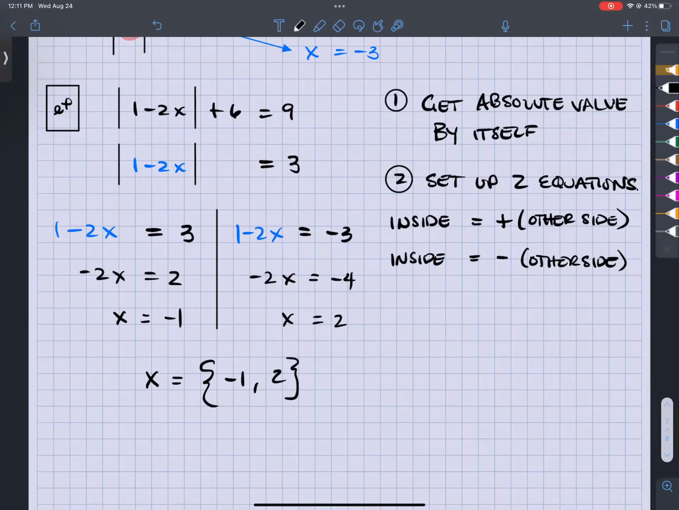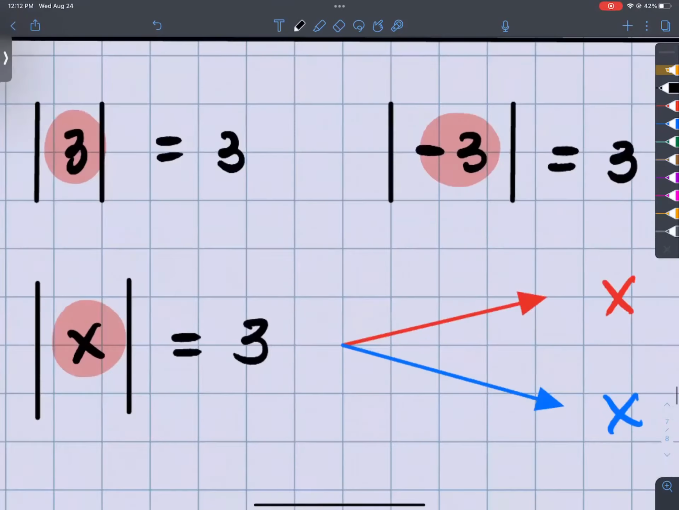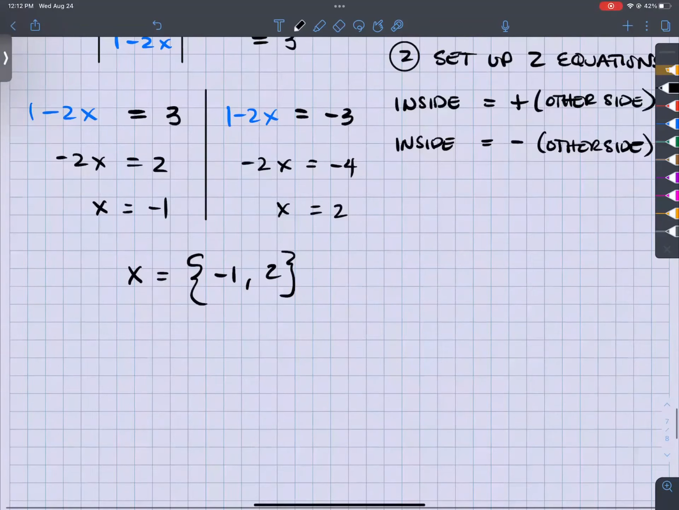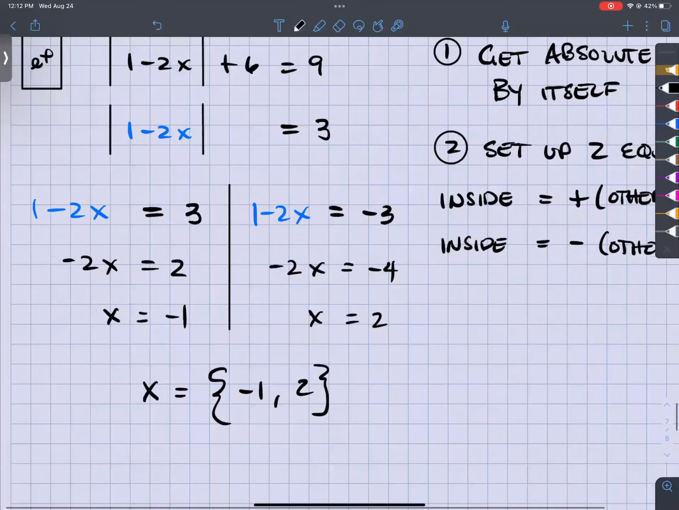Questions? Good. Yes. Why is the 3 the one that is...? Because we proved up here that the absolute value of positive 3 is 3, and the absolute value of negative 3 is also 3. You're absolutely right. So think about this. How about we put it this way?